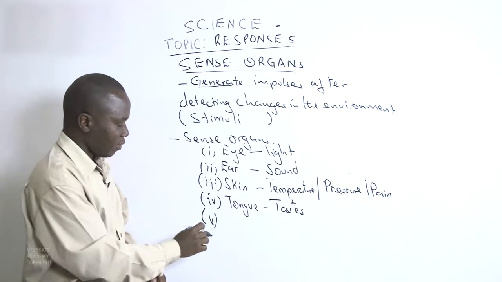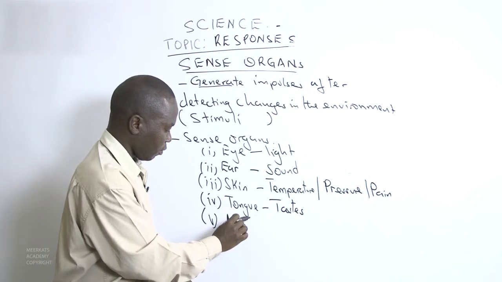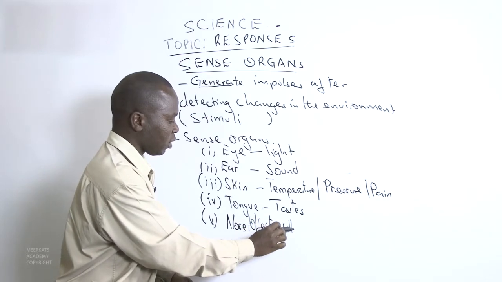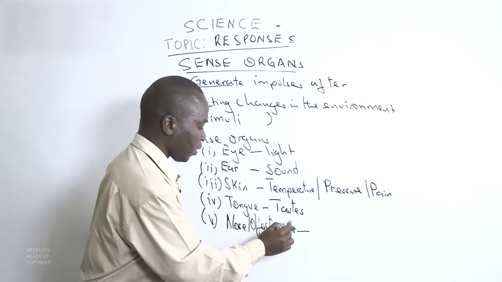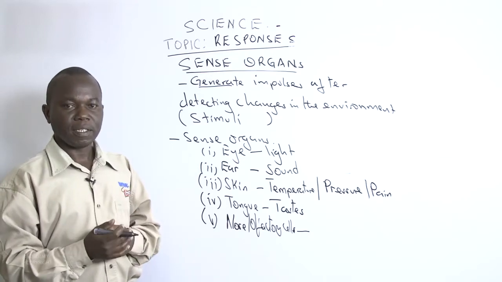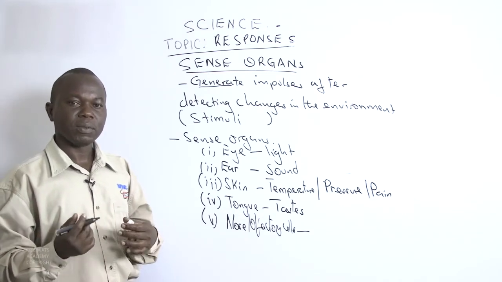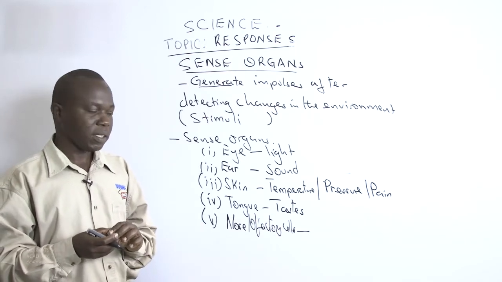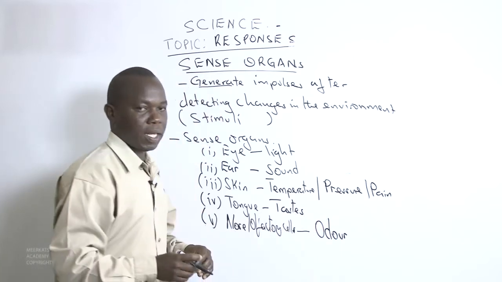And then we have the nose, olfactory cells. So the nose is able to detect a stimulus. For instance, if something is dead and it has been left for a long time without being attended to, if an animal dies, it will start decaying and in the process produces smell, specifically hydrogen sulfide smell. So the stimuli here is odor.